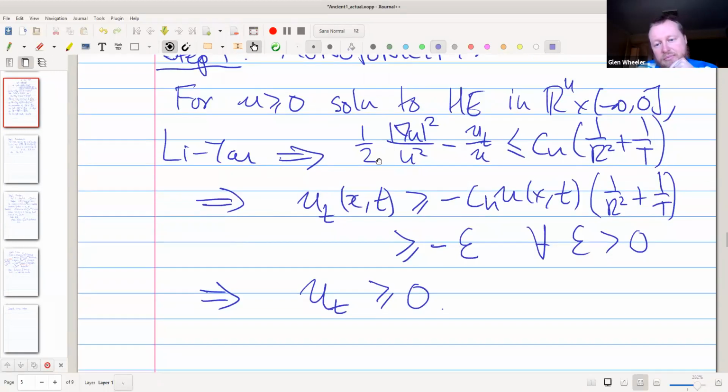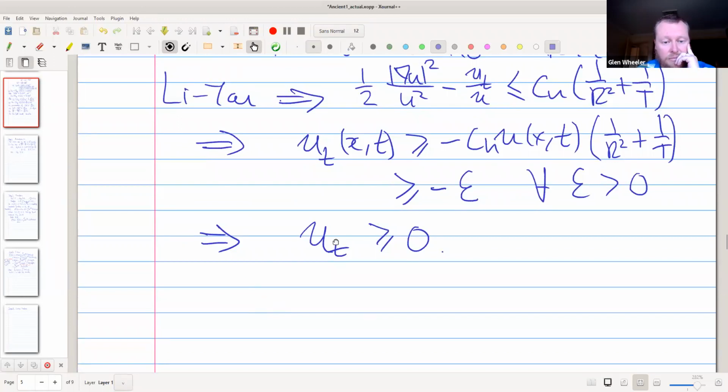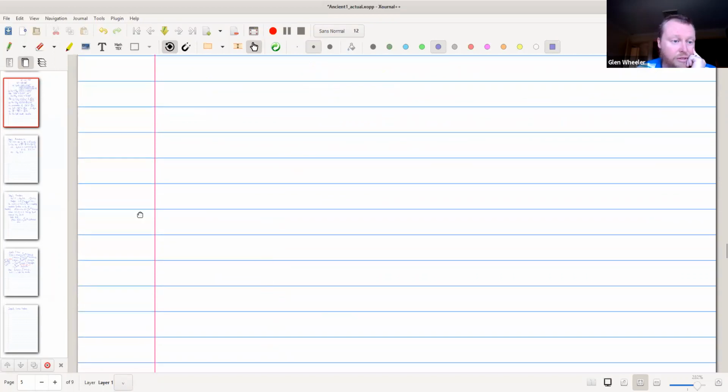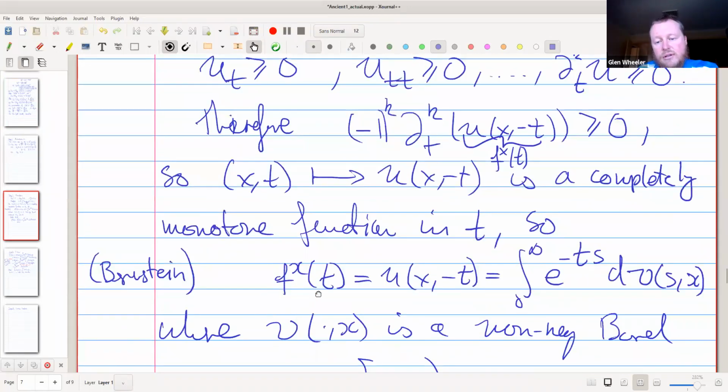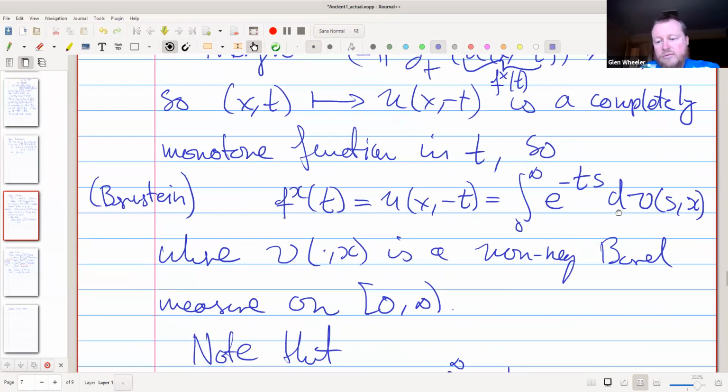So we use Liao to show that the time derivative of an ancient non-negative solution has a sign. And then because the time derivative is a solution again, you get the same thing for all time derivatives. And then by changing the time variable from t to minus t, you obtain that that mapping is a completely monotone function in the sense of Bernstein. All right, so that's that one. And then Bernstein gives this integral representation in terms of the non-negative Borel measure nu, which is this part here.